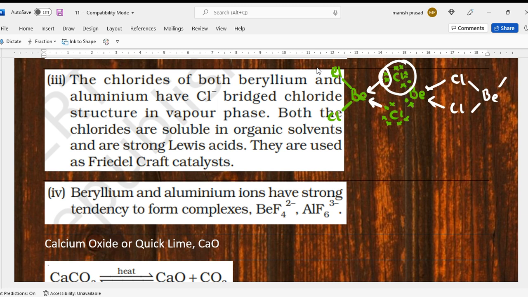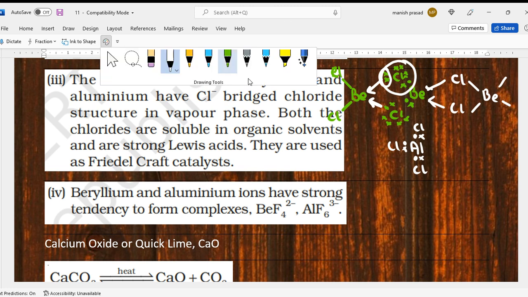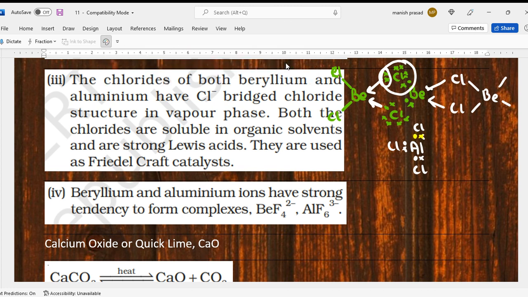So in a similar manner, aluminium bhi dekhoge to, aluminium ke paas 3 electrons are there. It forms bonds with chlorine, it forms bonds with chlorine, and it forms bonds with chlorine. Now, if you look just at aluminium, concentrate on the aluminium, how many electrons does it have now?